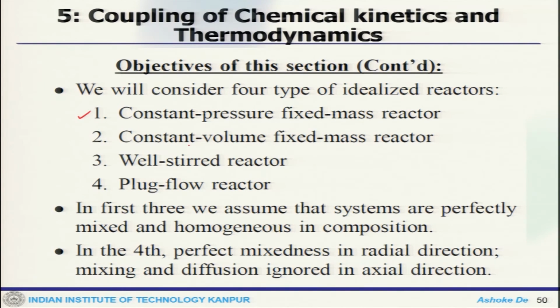Then the constant volume fixed mass reactor, that is the second one that we will choose and continue the discussion. Third one would be well stirred reactor, and the fourth one would be plug flow reactor. So, in this, the first 3 are perfectly mixed and homogeneous in composition, and the fourth one has perfect mixedness in radial direction; mixing and diffusion are ignored in the axial direction. So, once we define that system, that will actually tell us how.